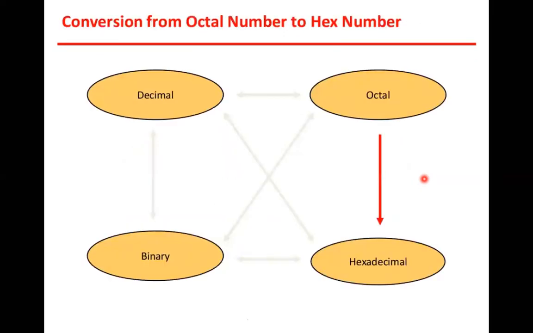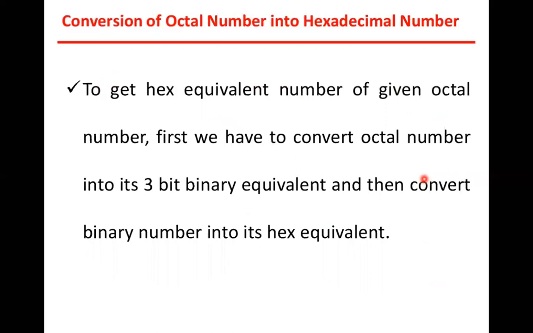Now the conversion from octal number to hexa number. Let's see this conversion. Octal is 8 and hexa is 16. To get the hexa equivalent of a given octal number, first we have to convert the octal number into its 3-bit binary equivalent and then convert that binary equivalent to hexa. Directly we don't have any previous kind of method, so it is a little typical: first convert the octal number into 3-bit binary, and then convert binary into its hexa number.